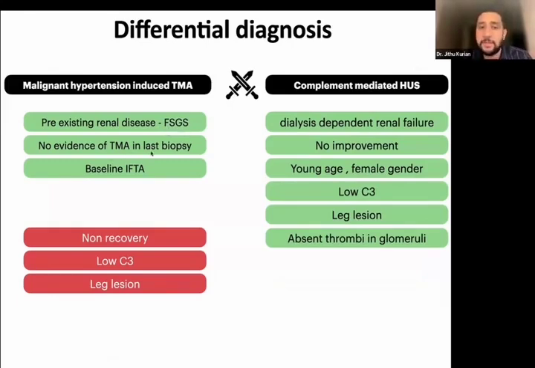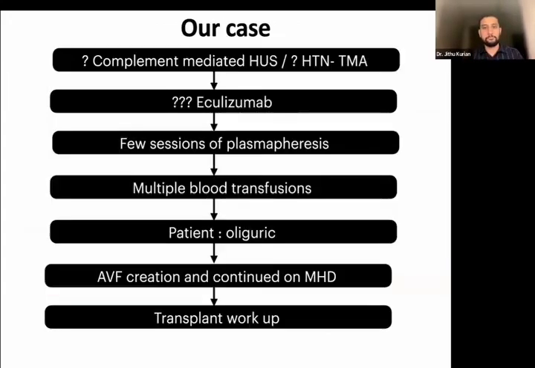There's no evidence of the TMA in the last biopsy, and the baseline IFTA in the last biopsy was quite severe, about 50%. Probably the hypertension would have worsened and brought in an acute on CKD. That's what we thought. But there were atypical features against the diagnosis of a malignant hypertension: the non-recovery, a low C3 to start with, and the leg lesion was not typical of a malignant-induced hypertension, because we were thinking, is it possible that that lesion in the skin is a skin manifestation of a localized skin TMA?